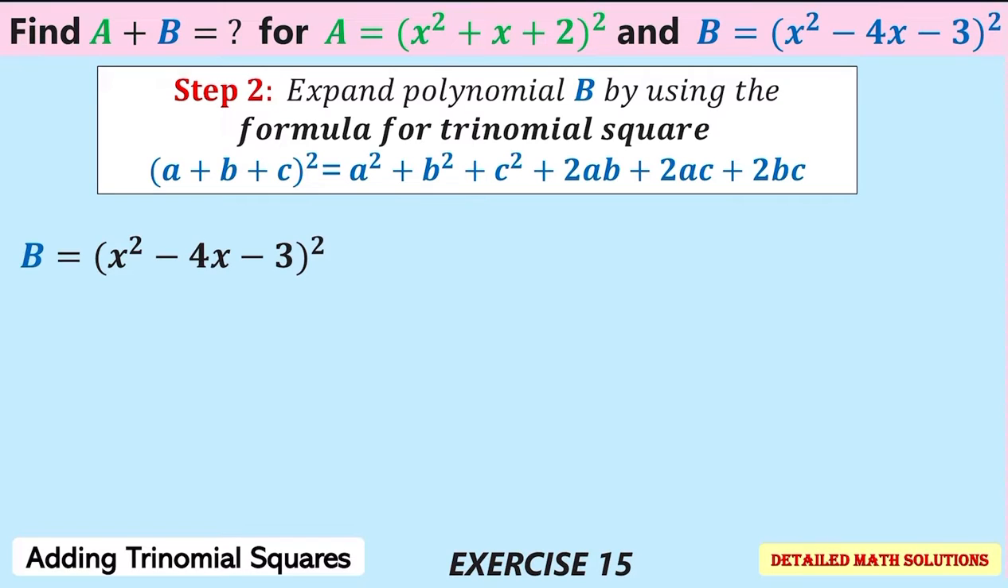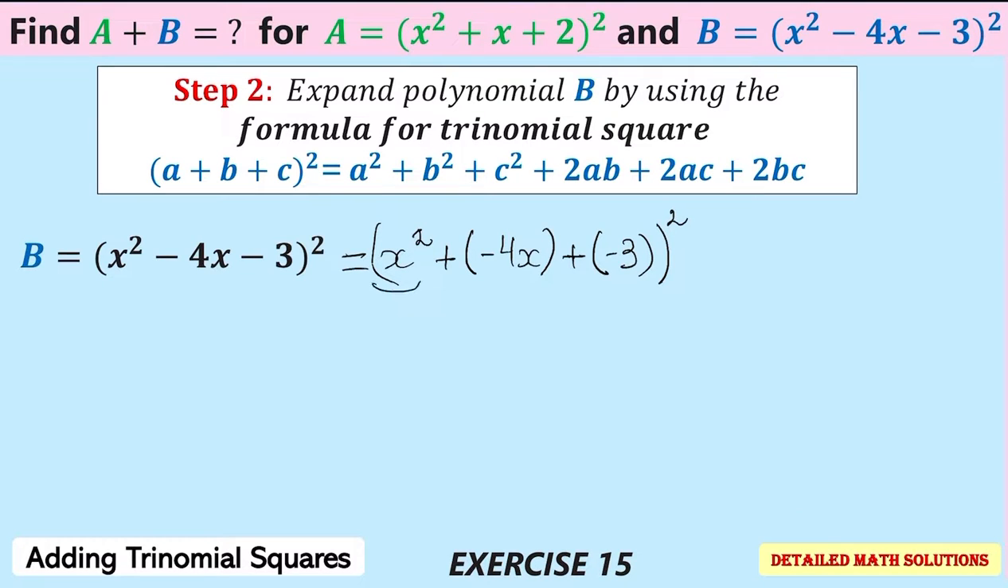Next, I need to do the same for polynomial B. I need to expand it by using the formula for trinomial square, (a + b + c) squared. In order for me to do that, I need to write this trinomial as follows: x squared plus (negative 4x) plus (negative 3), in the entire expression squared.